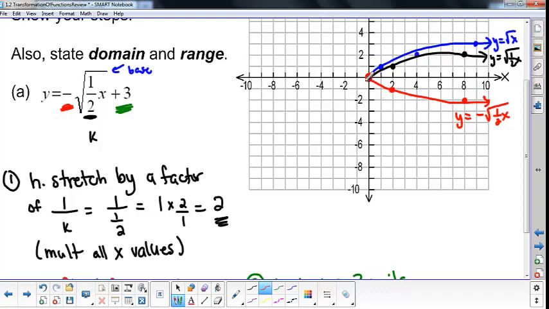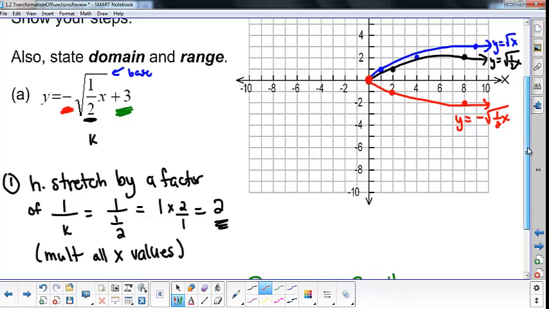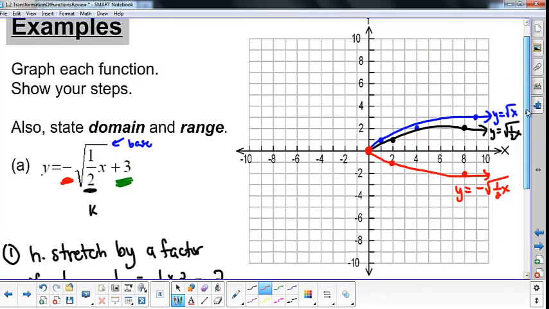And then finally, I'm going to take this red graph and do the last step and translate up 3 units. Basically, take every point that you've got there and translate them up 3 units. 1, 2, 3. 1, 2, 3. And the green graph would be our final graph.